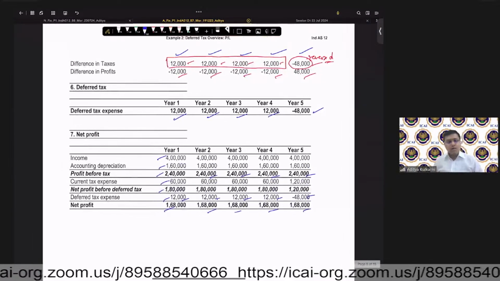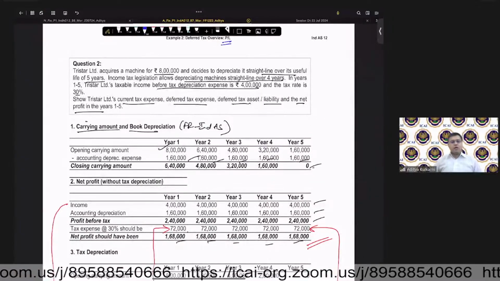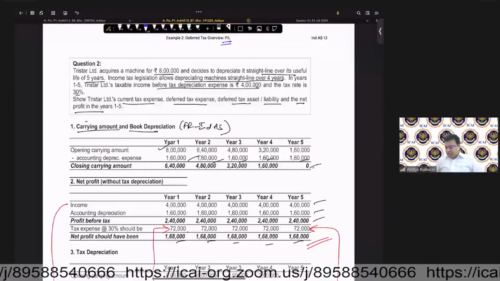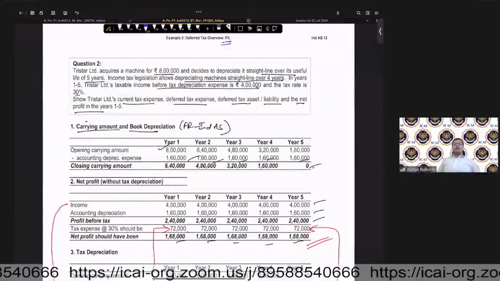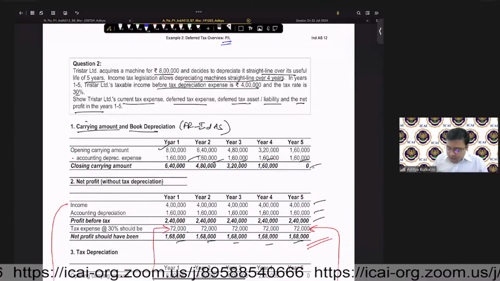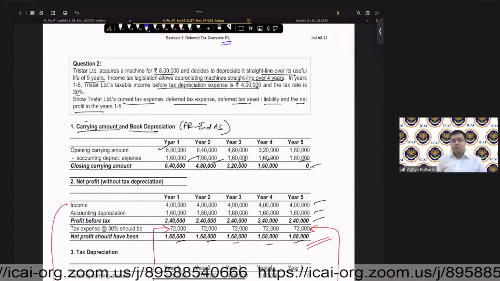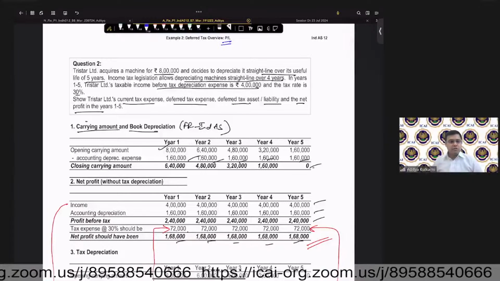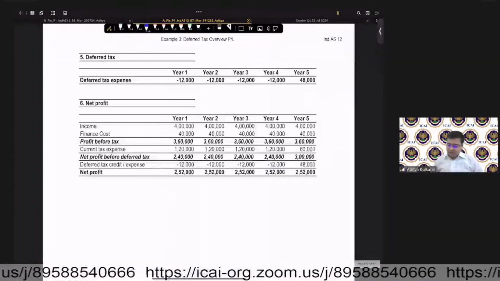So this is the normal working that you have. We call this a P&L based approach. Why P&L based? Because you have seen I have taken the P&L and done the work. But what Ind AS 12 tells us is you cannot take the P&L approach. You have to take the balance sheet approach. So the same question, same numbers, let us look at a balance sheet based approach and do the question. Okay, so let us have a look at that.